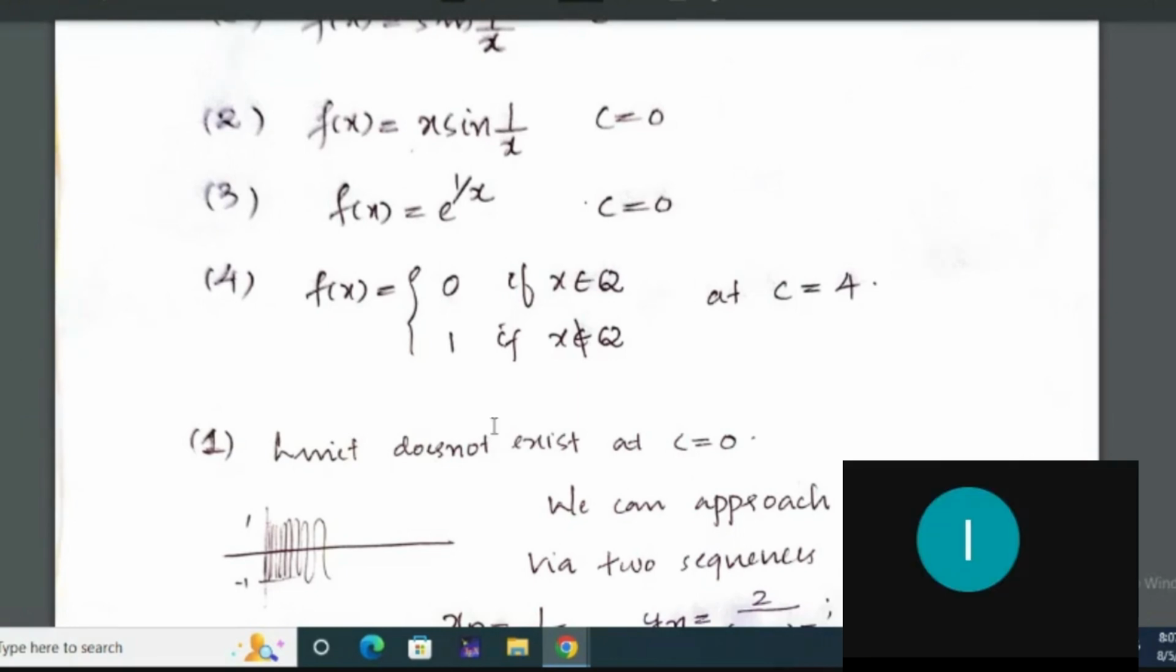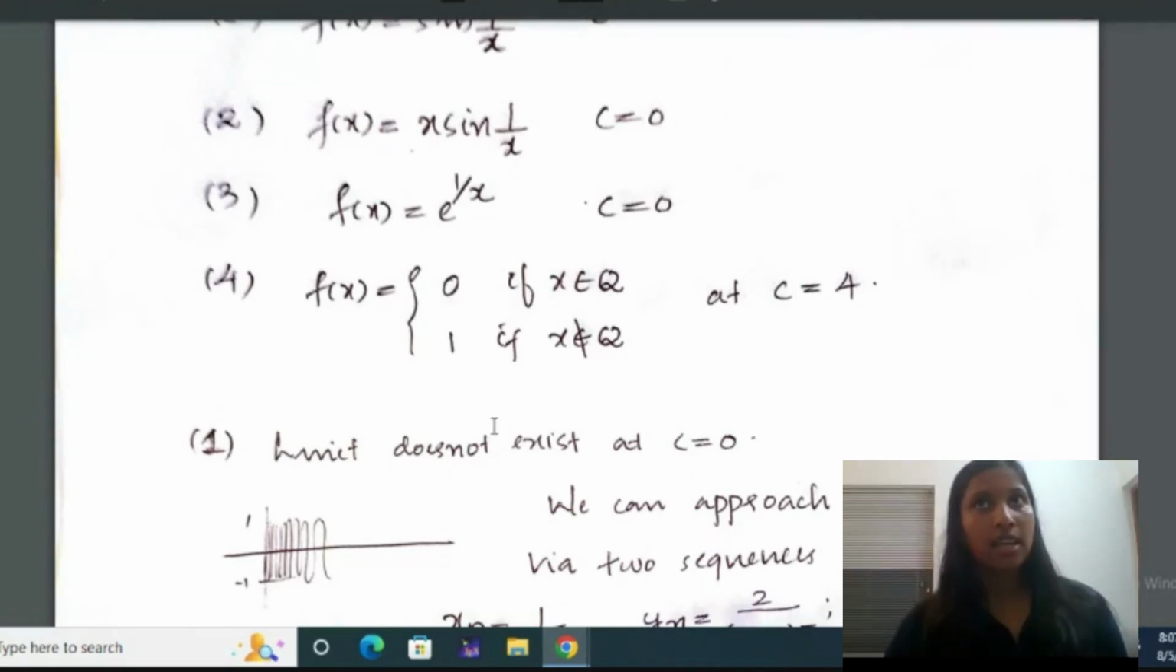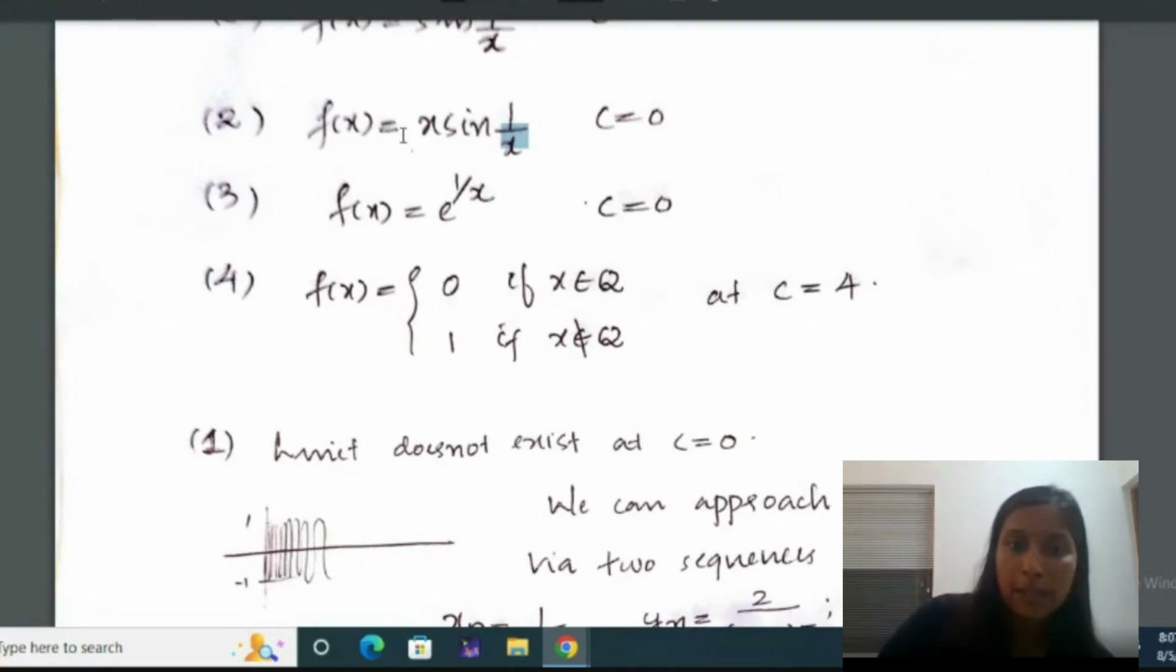Okay. Let x raised to alpha sine 1 by x, or x raised to alpha sine 1 by x raised to beta. Here also, if there are two different powers, if this power is a positive one, then we can use the sandwich theorem to prove that the limit is 0 at x equal to 0.